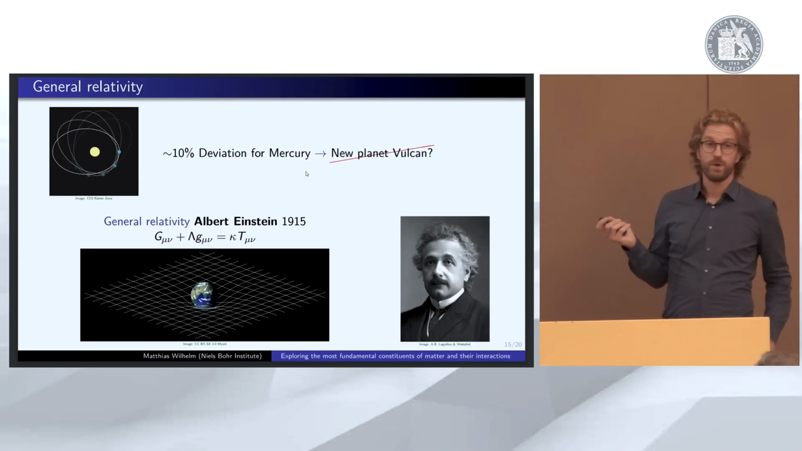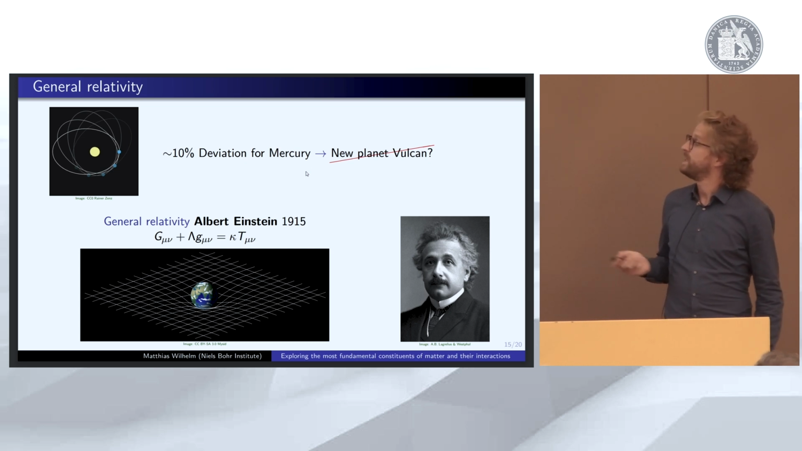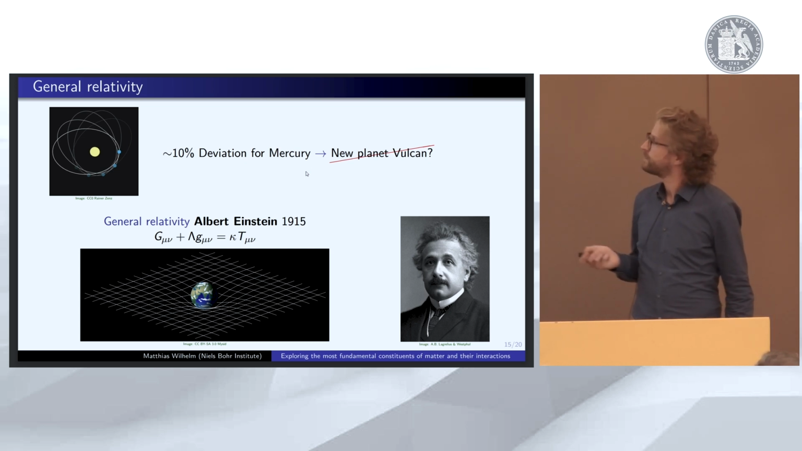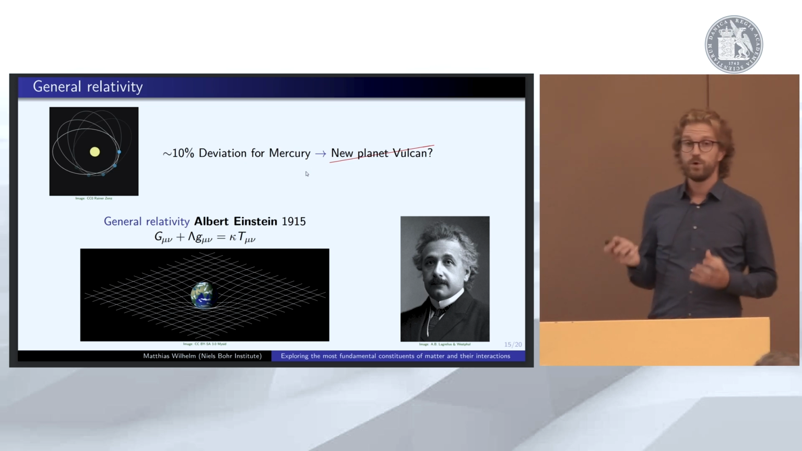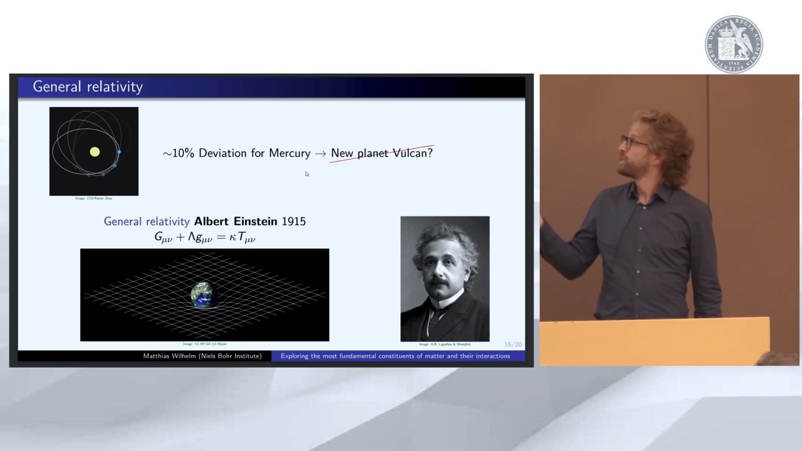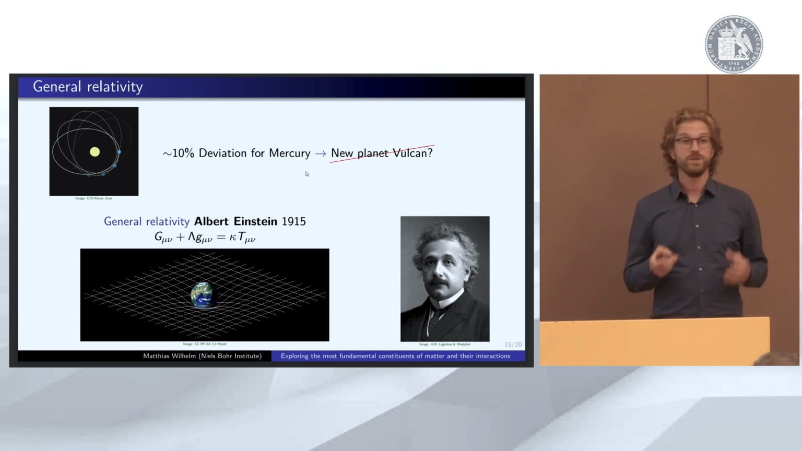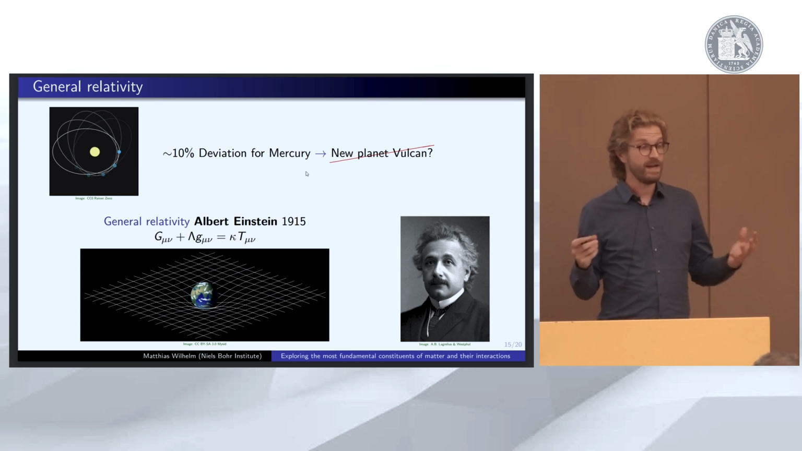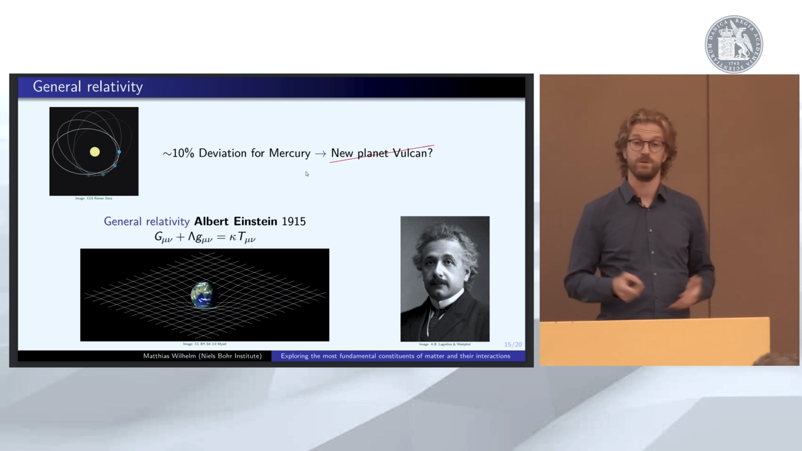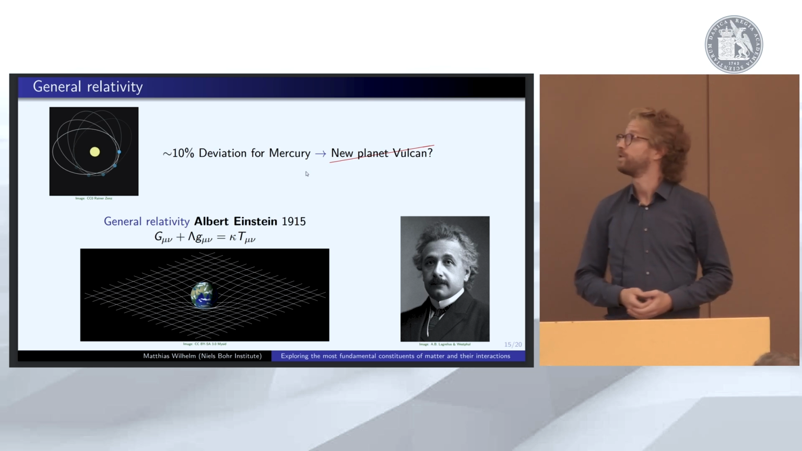Albert Einstein proposed his theory of general relativity in 1915. And this theory could explain the motion of Mercury, and it also made very many other predictions, like the existence of black holes, which have since been confirmed.